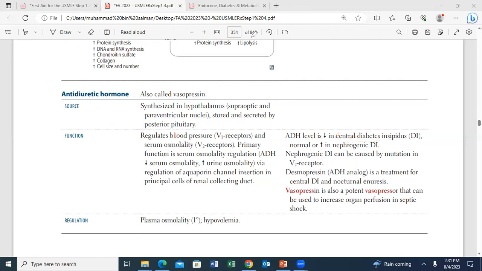And if there is enough ADH, but it is not effective, the kidneys are not responding to it, it will be called nephrogenic diabetes insipidus. And since the kidneys are not responding, the brain will increase the release of ADH. So there may be increased or normal ADH in nephrogenic diabetes insipidus. All right. We do have an ADH analog called desmopressin. So if we have central diabetes insipidus, which means decreased ADH formation, we have a simple solution: we can give desmopressin. This was all about the ADH.